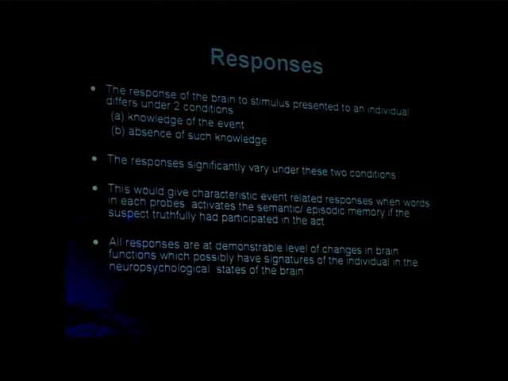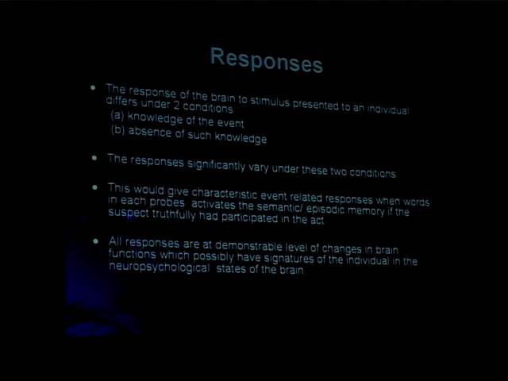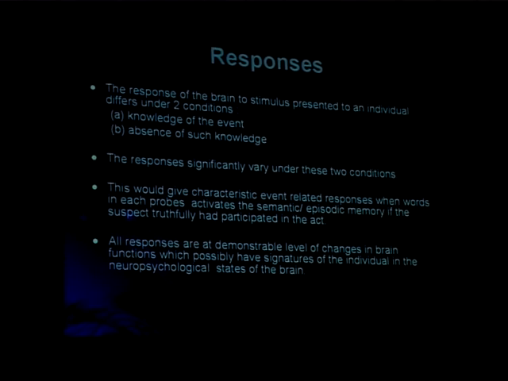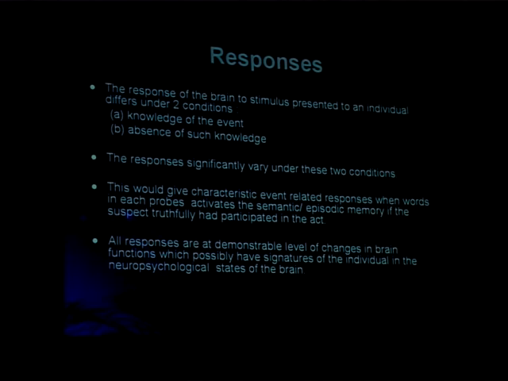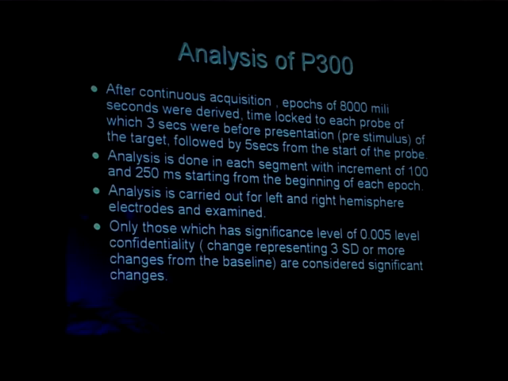The responses of the brain to the stimulus presented differ under two conditions: when there is knowledge of an event and when there is an absence of such knowledge. These responses vary significantly under these two conditions. If there is knowledge of the event, it will give significant event-related responses, and if there is no knowledge, then there will be an absence of P300 responses. This is how the analysis of P300 is done.